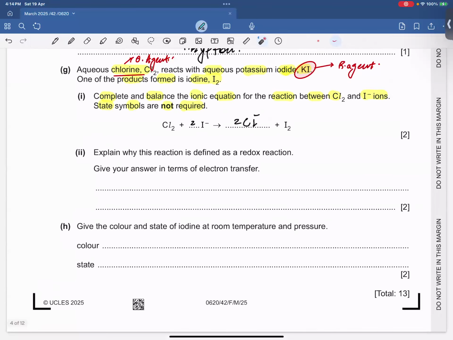Explain why this reaction is defined as a redox reaction. Give your answer in terms of electron transfer. See, chlorine has an oxidation state 0 in chlorine molecule. It has an oxidation state of -1. So technically, decrease in oxidation state is reduction, and it undergoes reduction because during the reaction it gains electron, whereas iodide ions lose electron and are converted into iodine atom because during the reaction they oxidize, because of the increase in oxidation state. So chlorine molecule undergoes reduction, iodide ions undergo oxidation.